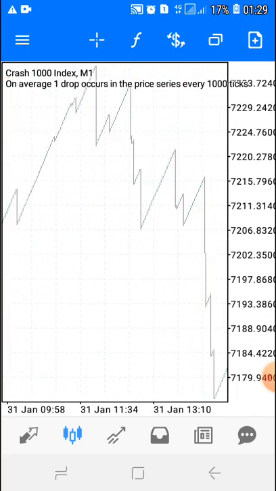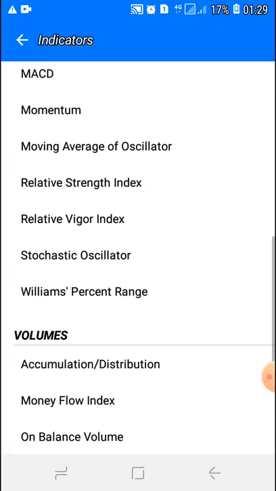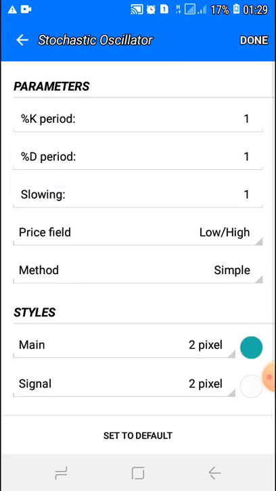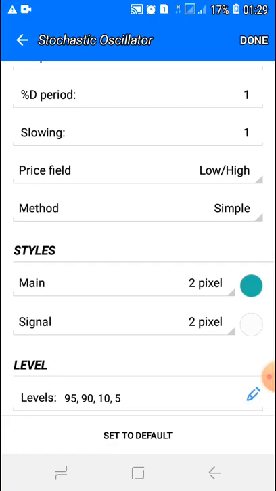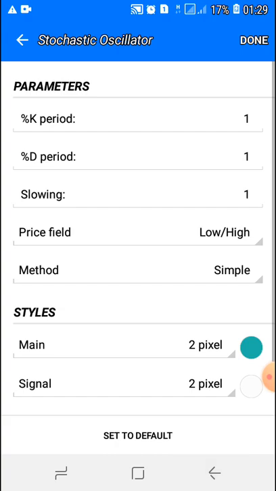So now we're going to take out the tools that we need to use on the 1-minute time frame. This is very, very important. Make sure that you get this right, okay? The first indicator we're going to need for the strategy is our stochastic oscillator, right? As you can see, my parameters look like this. The K period should be 1, D period 1, slowing 1, price field low or high, method simple, style main 2 pixel green, 2 pixel white, levels 95, 90, 10, 5. Let's make the style 4 pixel purple, right? So this is how it's going to look.